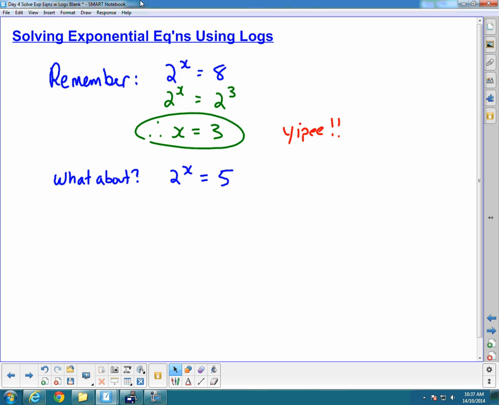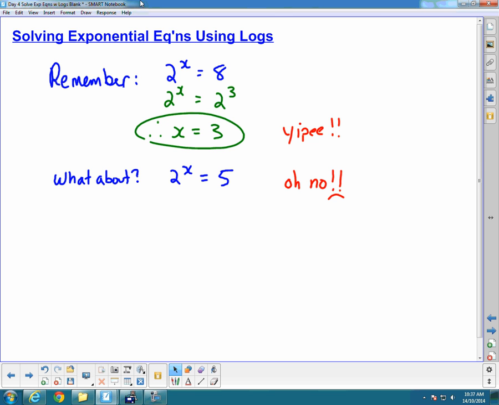So now I'm going to ask you about this. What about this? 2 to the power of x equals 5. So our yippies have turned into oh no's.